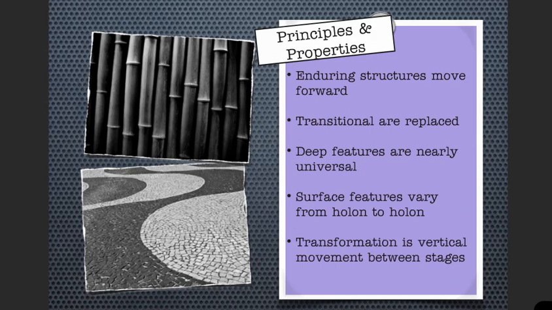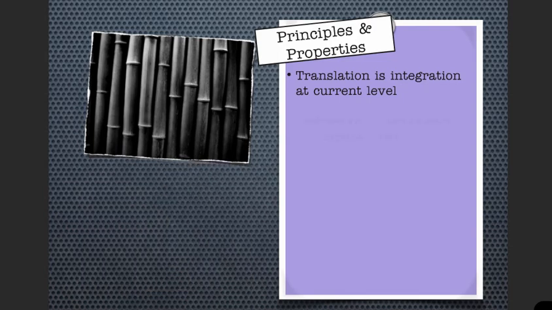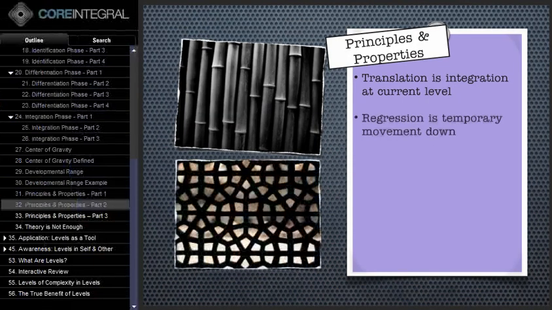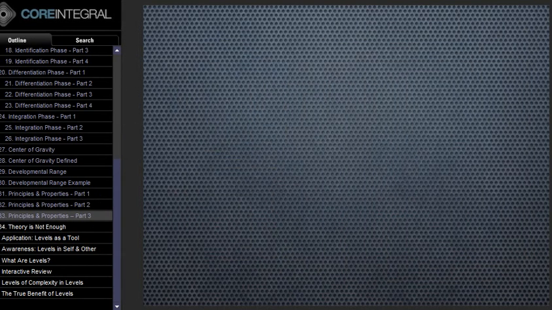Transformation refers to a vertical movement to higher levels. Translation refers to the process of integrating all quadrant dynamics at any given level, and regression is the de-evolution to lower levels. The process of transformation renders the subject of one level the object of the subject of the next higher level. Altitude is a useful model for understanding the development of consciousness and complexity across all lines. It is an essential tool for understanding development at the macro scale, which tracks growth over months and years.